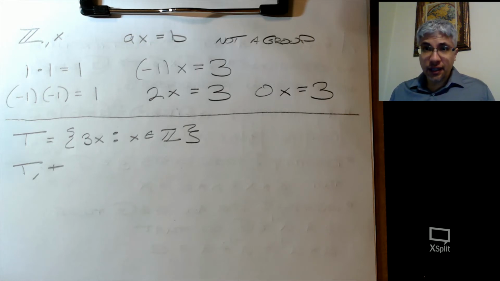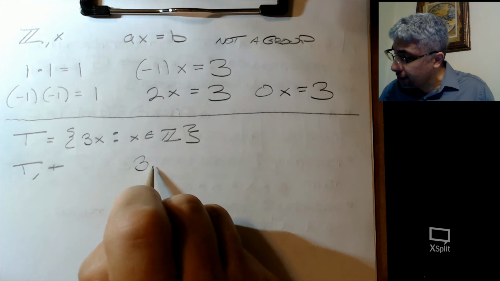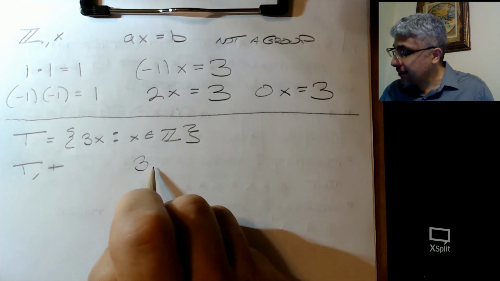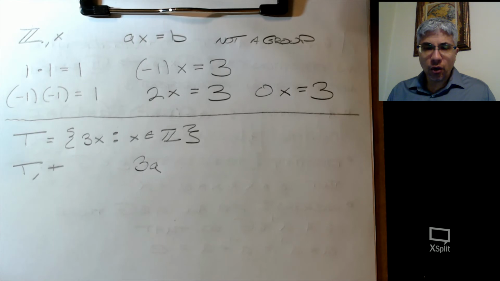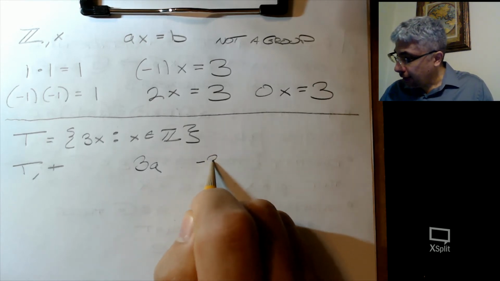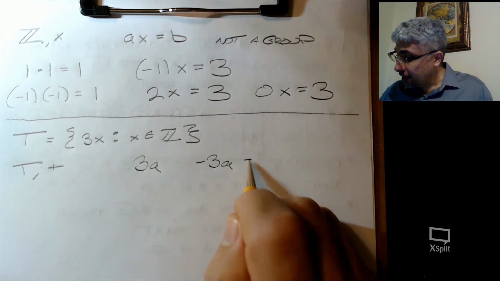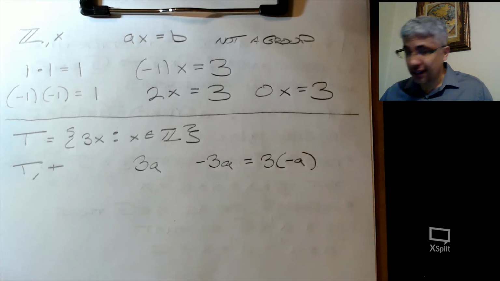Does it have inverses? Well, let's think about it. Is any multiple of 3 going to have an additive inverse? And the answer is yes, because if you take a multiple of 3, it's something of the form, let's not use x again, I'll say 3a. What would the inverse of 3a be? I need something that takes me to the identity, and the identity here would be 0, the additive identity. Well, minus 3a. But minus 3a is still a multiple of 3 because it's 3 times minus a.